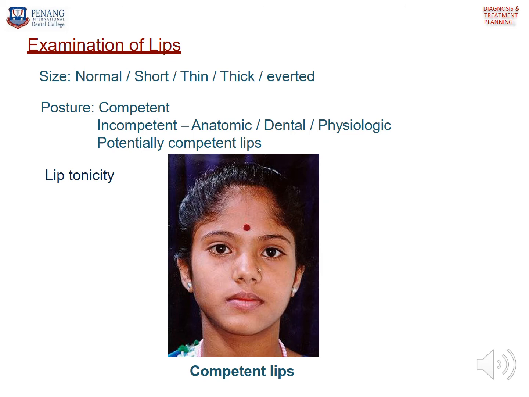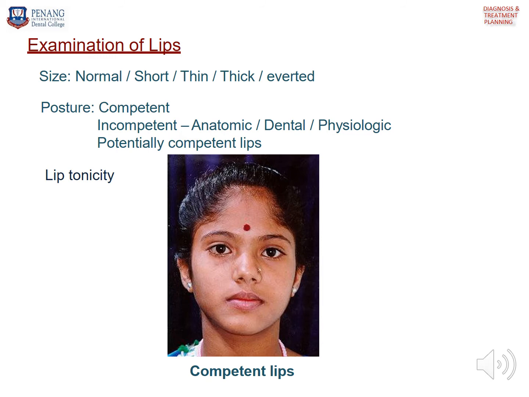So now, how do we examine the lips? The lips can be examined for the size, the posture, and the lip tonicity. Normally, the upper lip covers the entire labial surface of the upper anteriors except the incisal 2 to 3 mm. The lower lip covers the entire labial surface of the lower anteriors and 2 to 3 millimeters of the incisal edge of the upper anteriors. So we can classify this as normal.